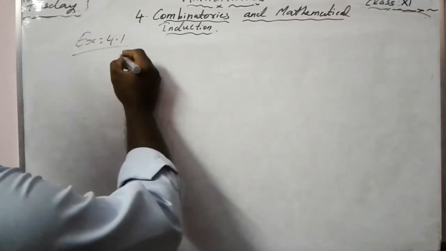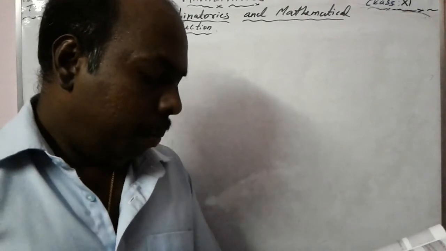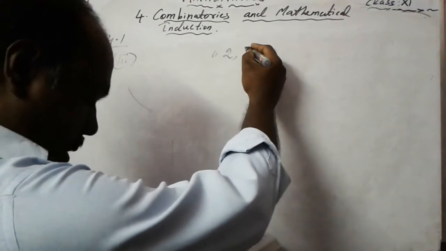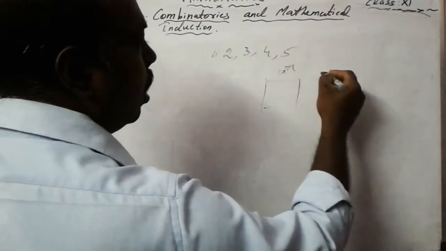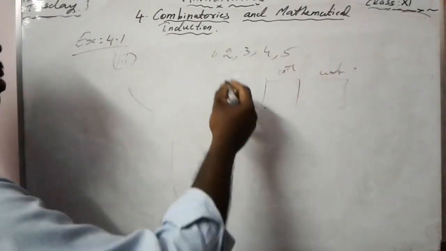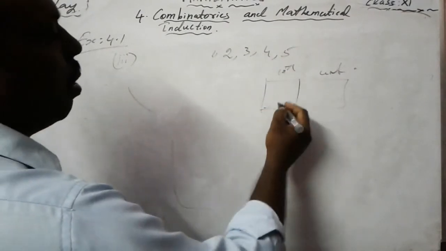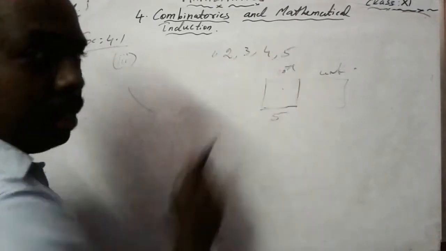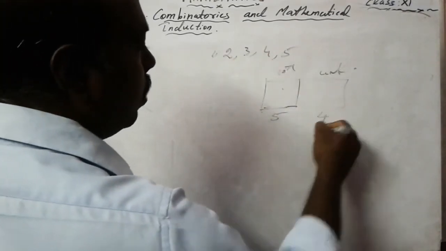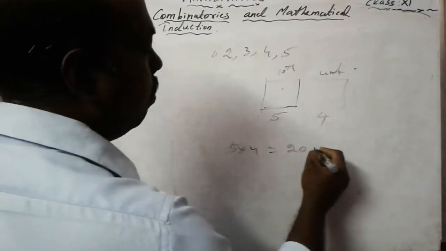And third part. How many 2-digit numbers can be formed using the digits 1, 2, 3, 4, 5 without repetition of digits? So we have to form 2-digit numbers, tens place and unit place. Suppose the first digit can be filled in how many ways? 5. Am I right? 1, 2, 3, 4, 5. Second number can be filled in 4 ways. So 5 into 4 equal to 20 ways.